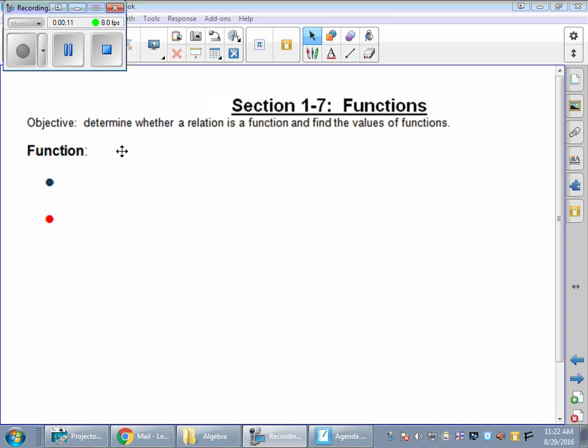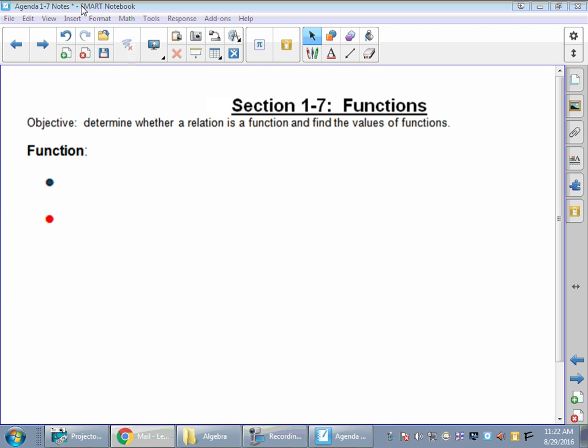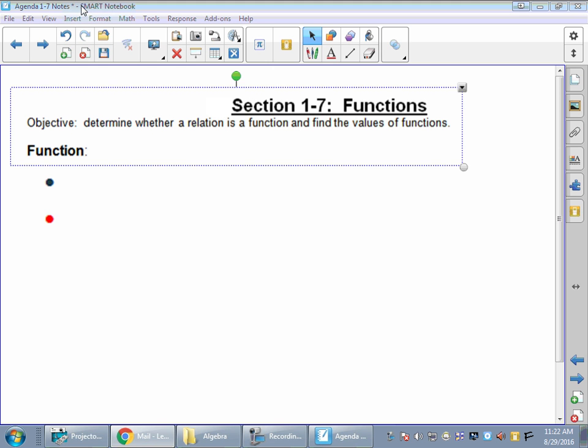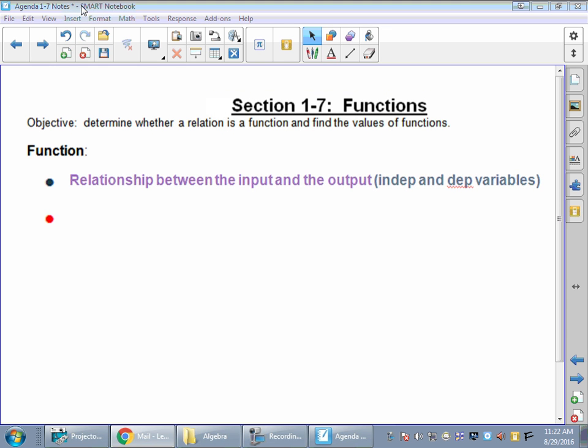So, section 1-7, functions. Functions is a technical term, and a function is the relationship between the input and the output, between the x and the y, or between the dependent and the independent variables. Our objective for this section is to determine if a relation is a function and then find values of functions. That implies to me substitution, order of operations. So it's just a relationship between the input and the output. They're the x and the y.